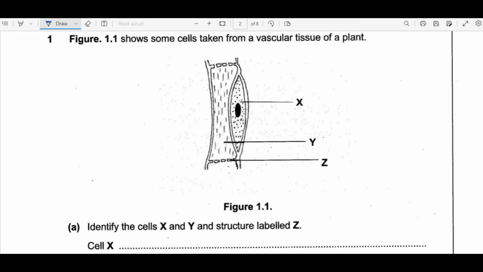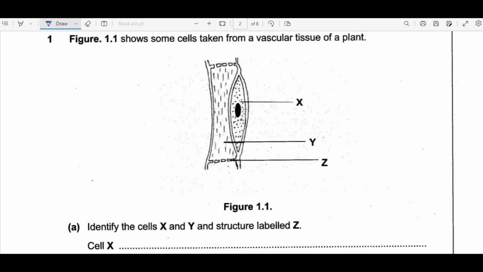Figure 1.1 shows some cells taken from a vascular tissue of a plant. The vascular tissue comes from a vascular system, and the vascular system is responsible for the transportation of materials within a plant. This vascular system has structures like a xylem, a phloem, companion cells, and cambium.